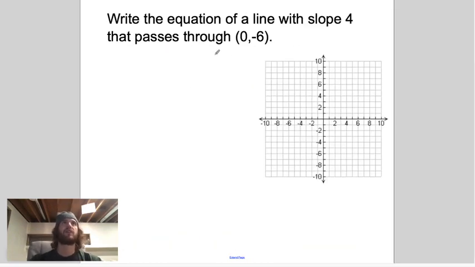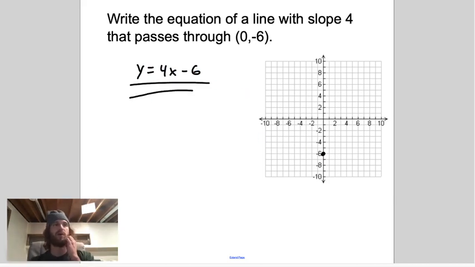If I gave you a problem that said write the equation of a line with slope 4 that passes through (0, 6), well, (0, 6) is the point that is my y-intercept, so writing this in slope-intercept form is easy. We plug in 4, and we write 6. Game over, right? That's slope-intercept form. We're done.